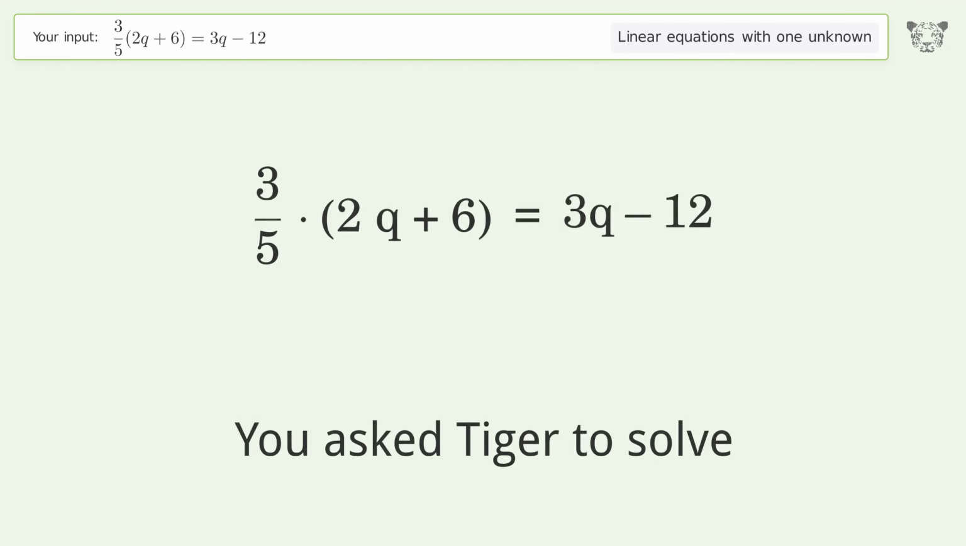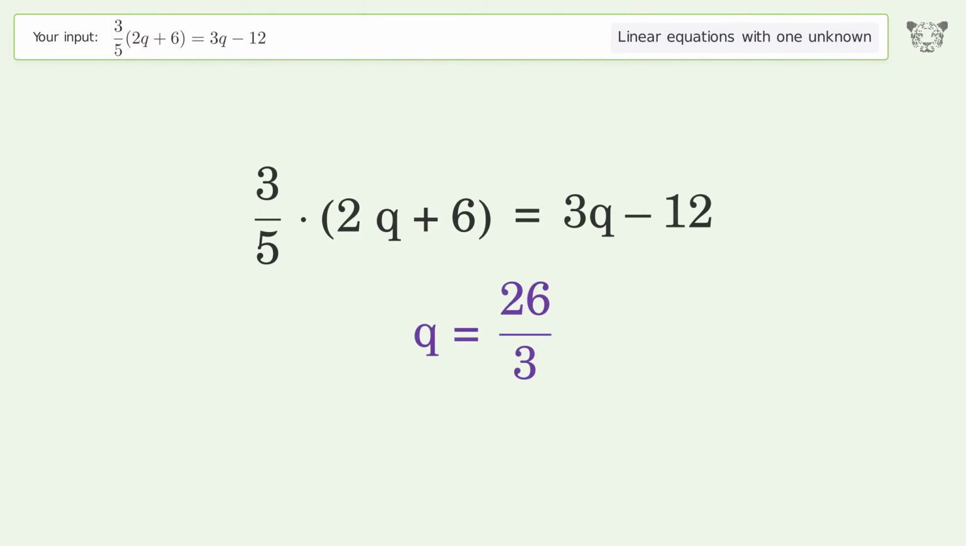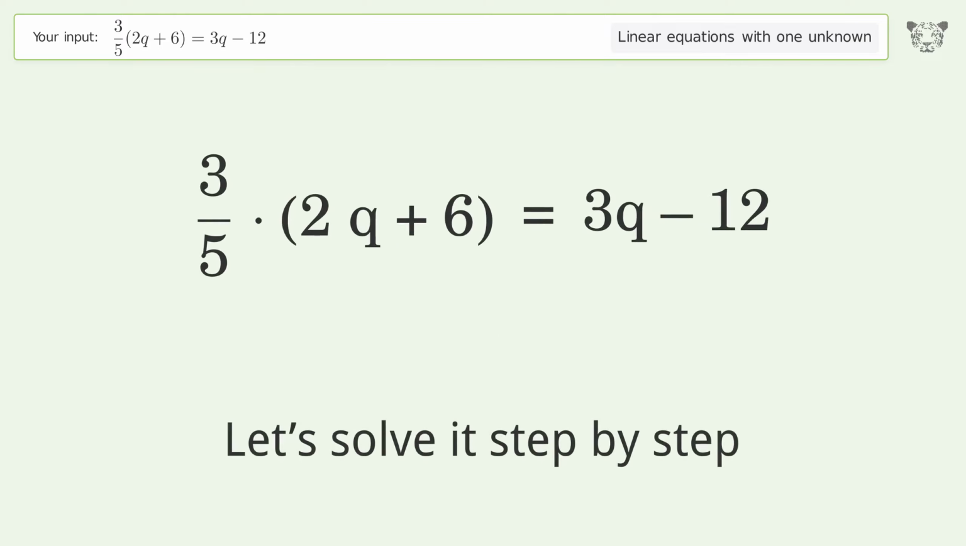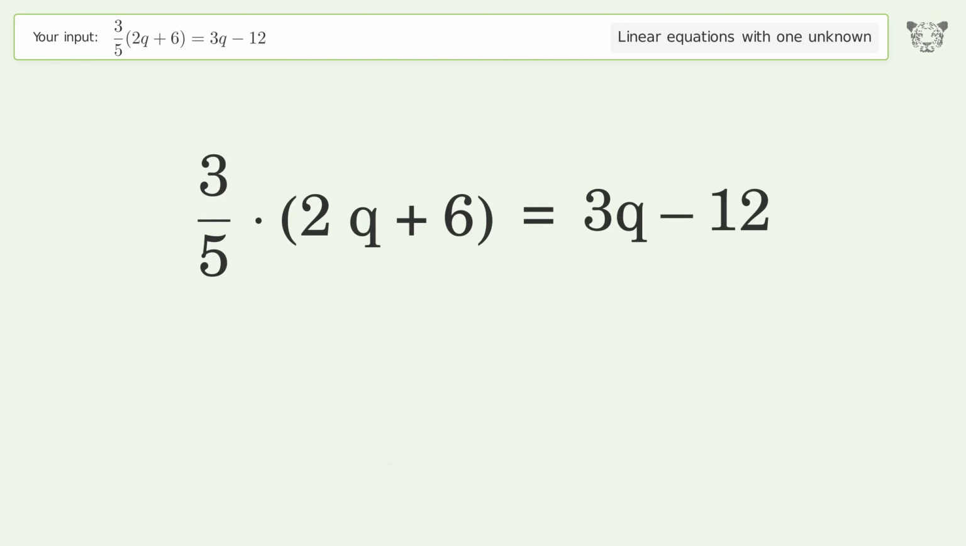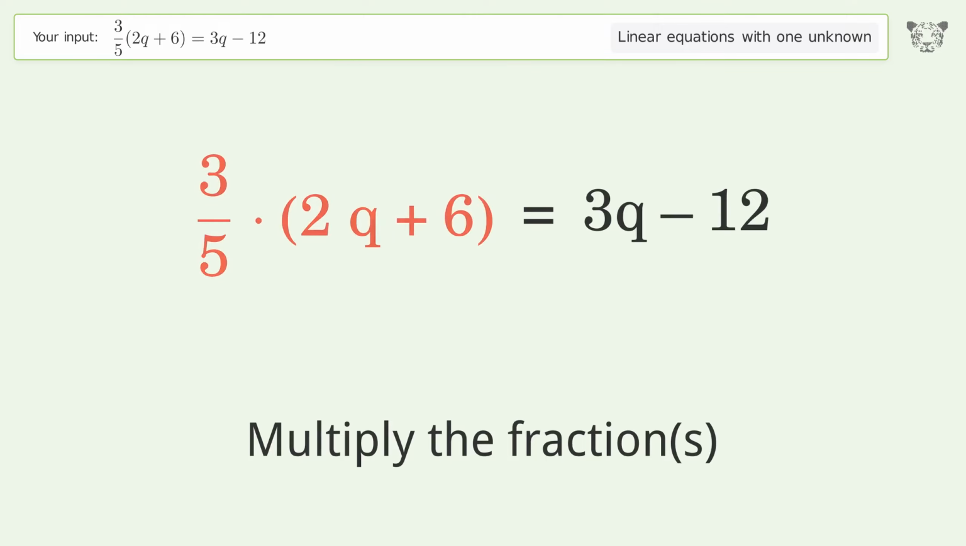You ask Tiger to solve. This deals with linear equations with one unknown. The final result is q equals 26/3. Let's solve it step by step. Simplify the expression. Multiply the fractions.